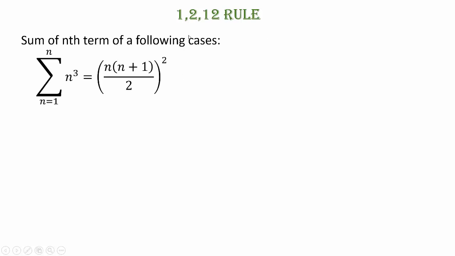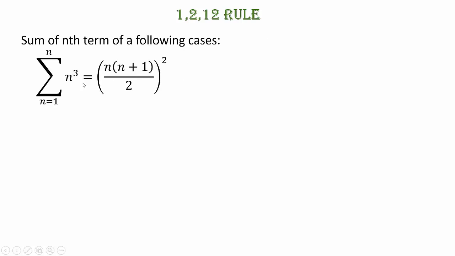Welcome. In this tutorial we are going to learn about a new rule which I have derived myself. I call it the 1, 2 and 12 rule. I call it so because it can be used like a mnemonic code, because it's very easy to remember the constants 1, 2 and 12. So let's get started.